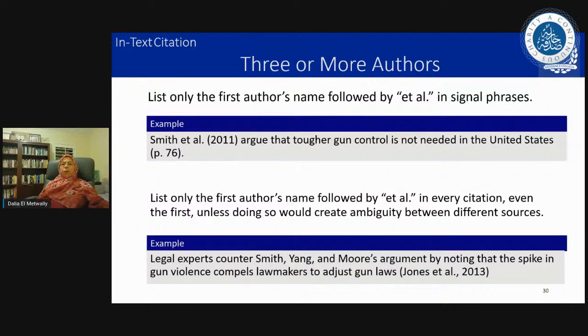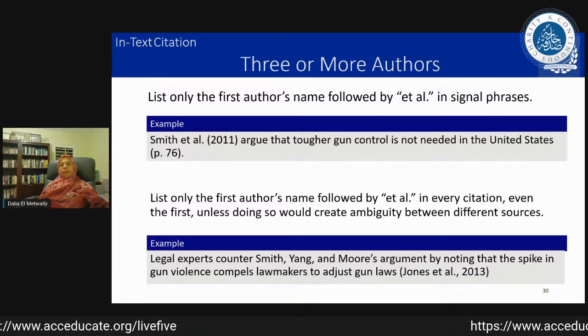So how about three or more authors? We're only going to list the first author's name followed by et al. in the signal phrase, right? So it's going to be Smith et al. 2011 argued, sorry, that's missing a D, argued that tougher gun control is not needed in the United States. So this is how we are going to be presenting it. Practically Smith et al.